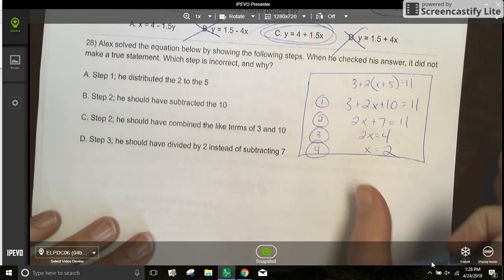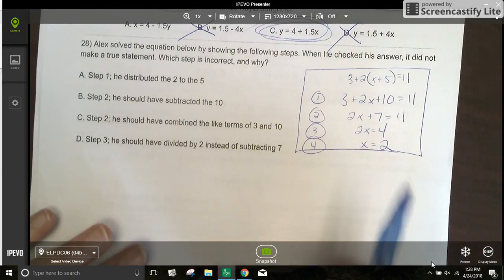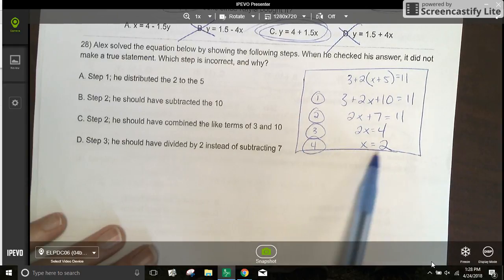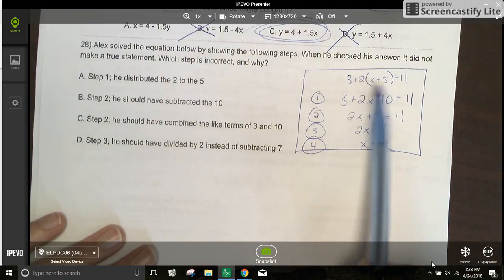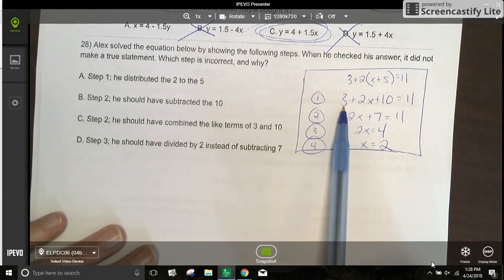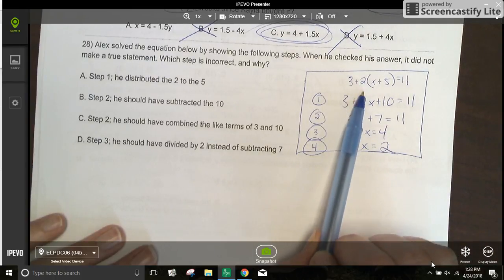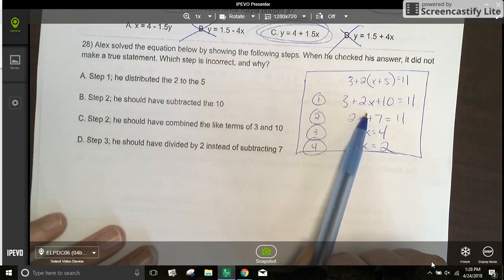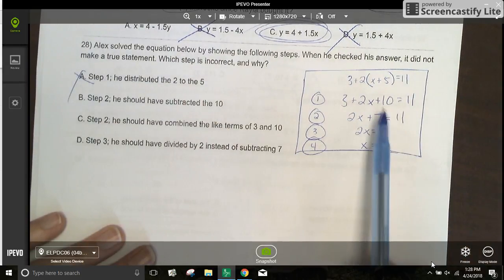For 28, your box here didn't print. So if you just look over here, that's what they're saying, which one is the error. So here's the original equation. Step 1 is to distribute the 2. So 2x plus 10. So step 1 is fine. So it's not A. Step 1 is perfectly fine.